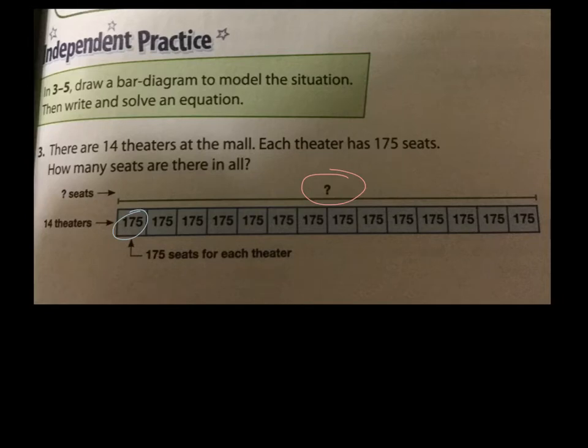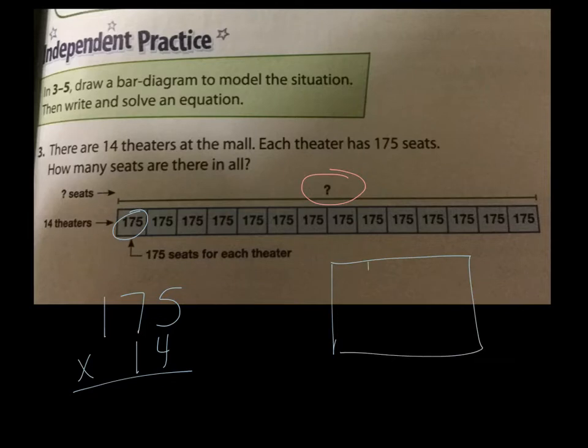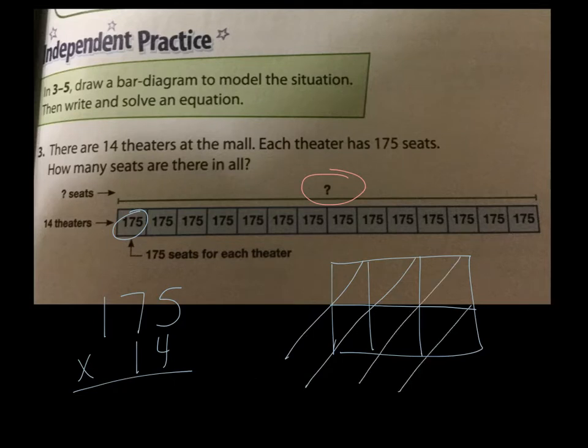Our math equation for this problem would be 175 times 14. There are many ways you can solve it: partial products, traditional, or lattice method. I'm going to do the lattice method really quick for those of you that enjoy that. And I made a 3-digit by 2-digit box. So 175. Just ignore my dog barking.